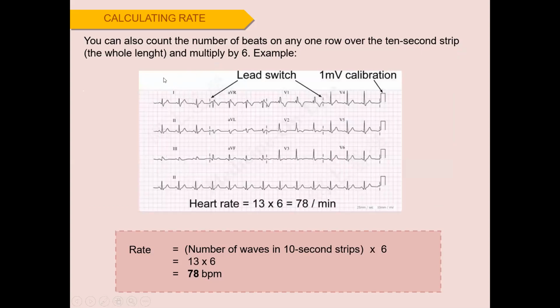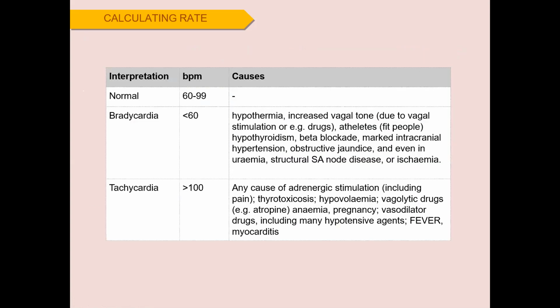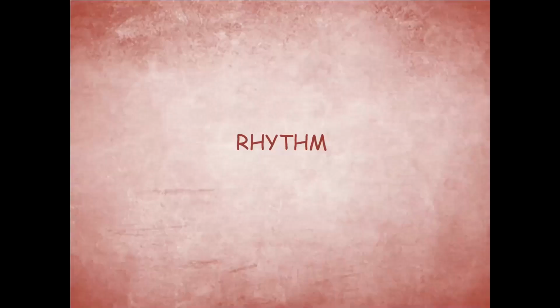Also, you can take any 10-second strip and multiply by 6. So, 6-second strip multiply by 10, or 10-second strip multiply by 6. Now, look at this rate. I will not go into details. When you see the video, just pause it and write down the causes of bradycardia and tachycardia. Brady is less than 60, tachy is more than 100. You can easily write down the causes from here.